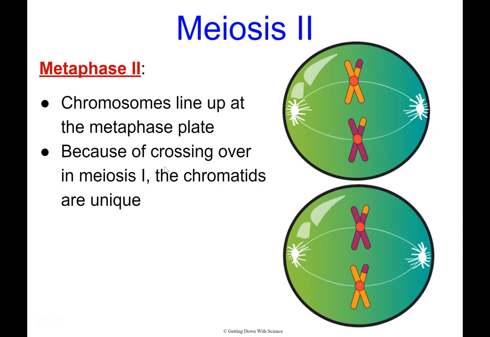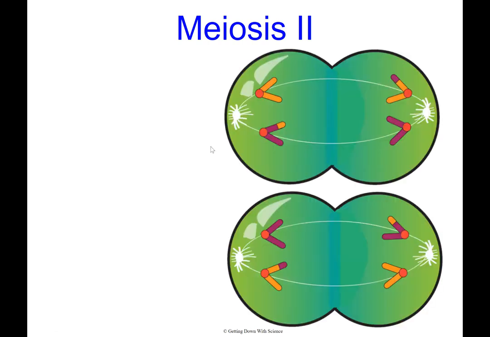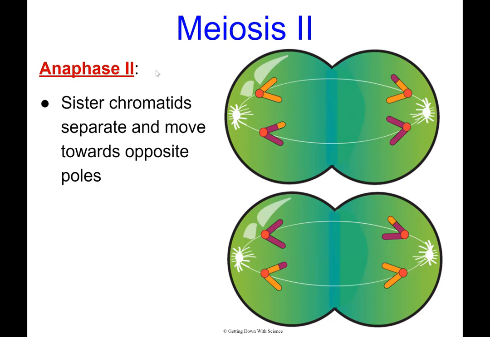And because of that crossing over we had originally, notice how each one is unique. So we have our solid orange and we have our orange with a little bit of purple. We have our solid purple and we have our purple with a little bit of orange on it, right? Anaphase 2, see how we've now broken the sisters apart, just like we did in mitosis. So sister chromatids separate and move towards opposite poles.